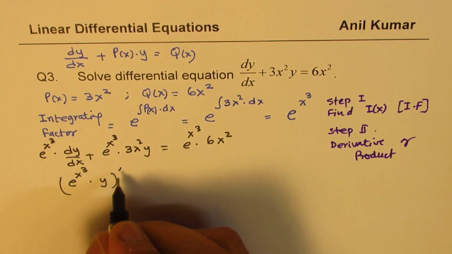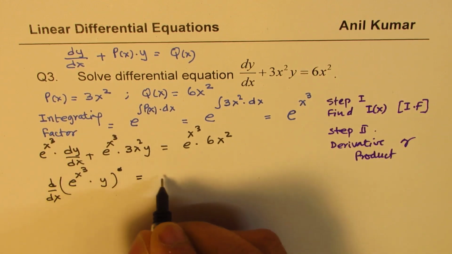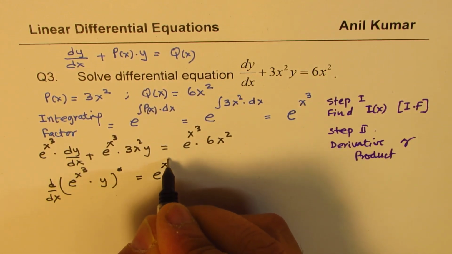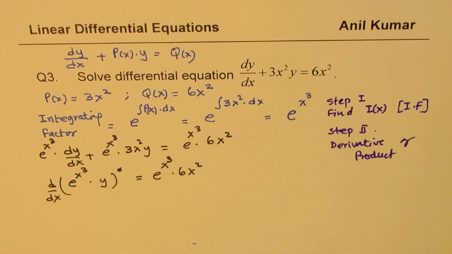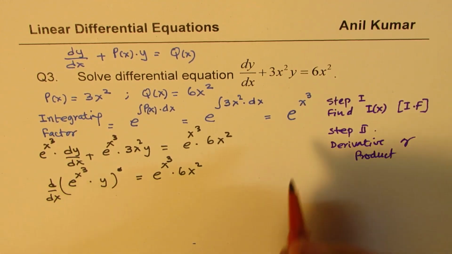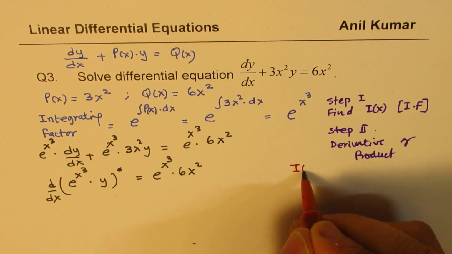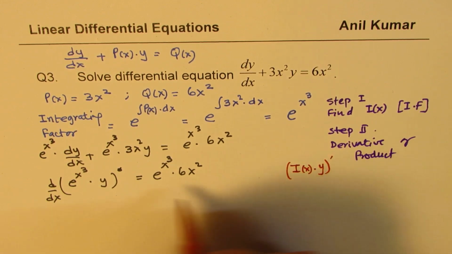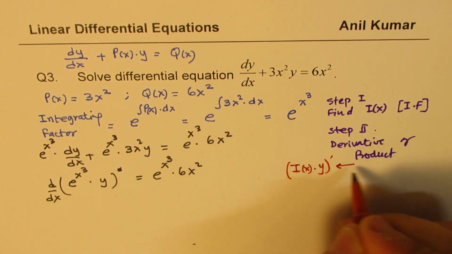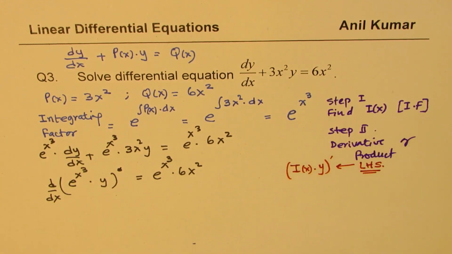That is very important. So let's write it in this nomenclature. d/dx of this is equal to e to the power of x cube times 6x squared, right? So that's what we are saying. What you notice here is that the left side is the integrating factor times the y derivative. That is your left hand side. So that is the whole idea of getting the integrating factor, right?